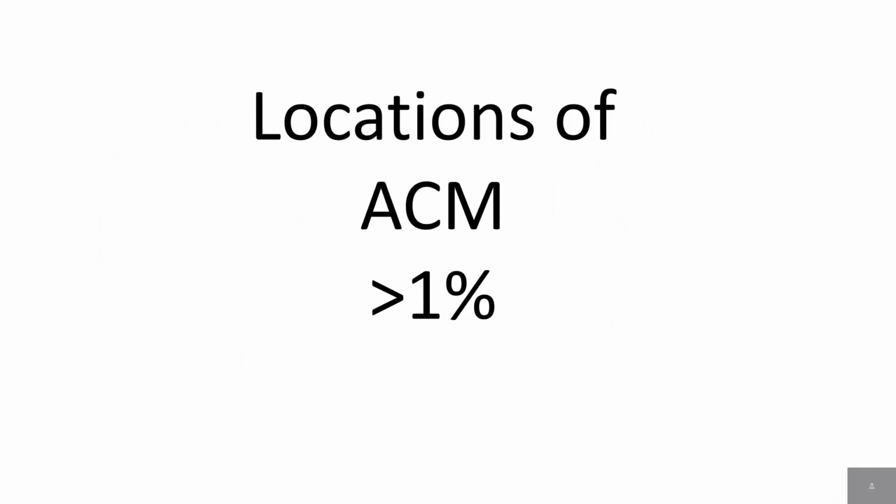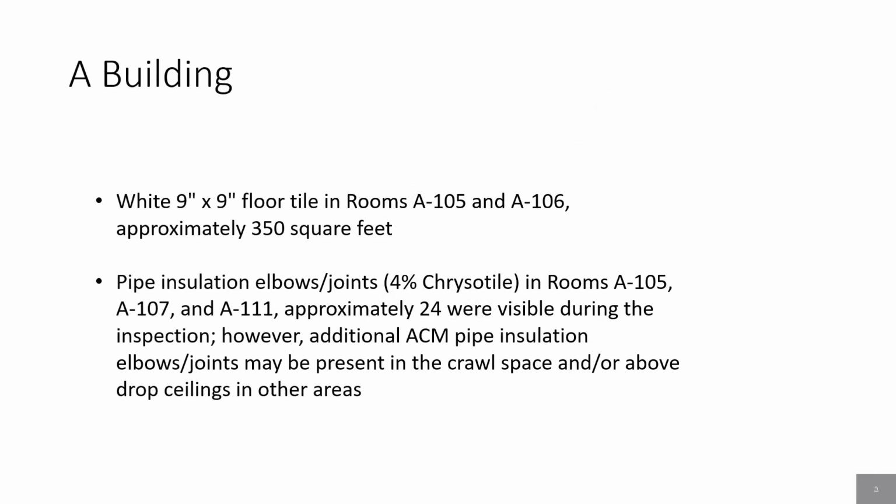We're now going to go over the locations of ACM by definition. A building. Approximately 350 feet of white 9-inch by 9-inch floor tiles were found in A105 and 106 that contain asbestos. Additionally, approximately 24 pipe insulation elbows and joints were visible in rooms A105, 107, and A111. However, additional asbestos-containing pipe insulation may be present in the crawl space and or above the drop ceilings in other areas.